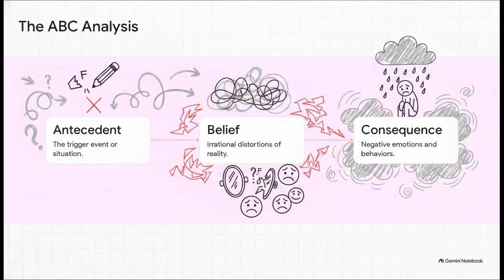We naturally tend to assume that an antecedent event directly causes a consequence. For example, failing a test automatically causes depression. But Ellis points out a vital, hidden step right in the middle, B, our beliefs. It isn't the event itself that causes our distress. It's our irrational belief about the event that distorts reality and creates that negative consequence.